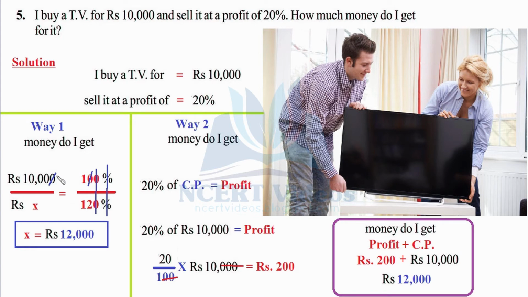Now percent cancel, this 0 cancel, this 0 with this 0 cancel. Now nothing can be cancelled. Cross multiply. X into 1 is X and 12, fix 3 zeros to it.